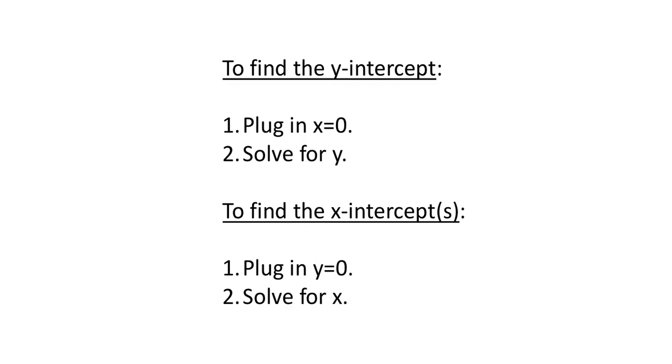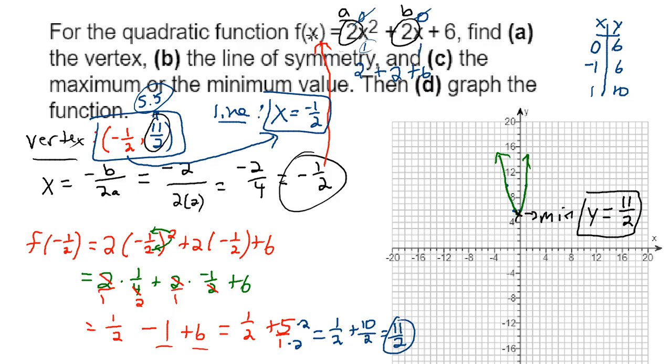It's just that plugging in 0 for y, when you have this kind of equation, is going to give you 0 equals 2x squared plus 2x plus 6. And then solving that for x is solving a quadratic equation. And that's going to be a little bit more challenging. You might try to solve it by factoring. You might have to solve it using the quadratic formula. In this case, there are no x-intercepts, right?